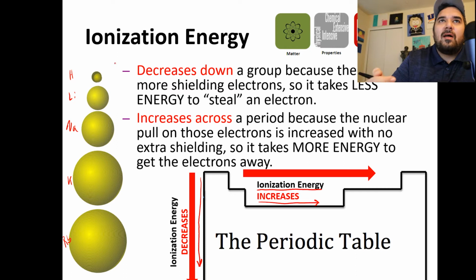So what do we know about everything in group 1? We know everything in group 1 has one valence electron. So I'm just going to draw one valence electron on the outermost shell. So which one do you think is going to be easiest to take away?